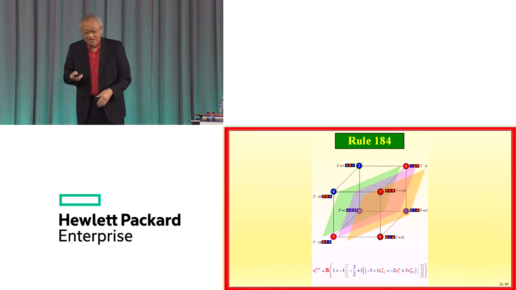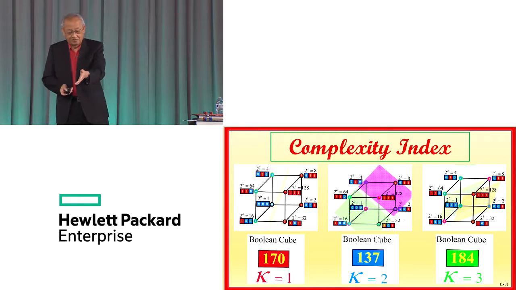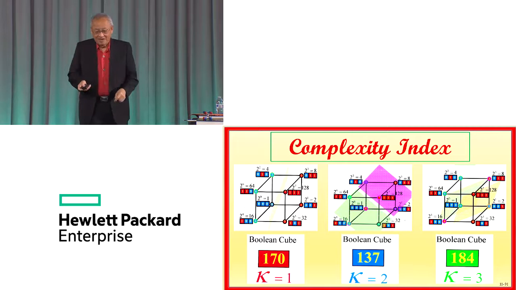It will turn out that all 256 rules belong to one of these three types, and those are the color code. If it belongs to, say, index two, it'll be blue. That's why you see those 256 cubes with three different colors. I believe you will agree that all the kids can do this. It would be a simple exercise: give them 256 cubes and ask them to group them into three groups.